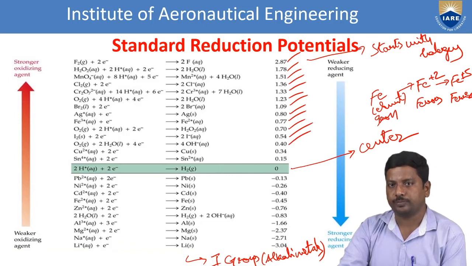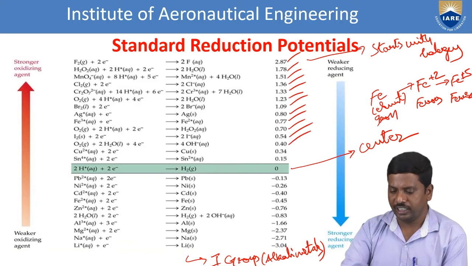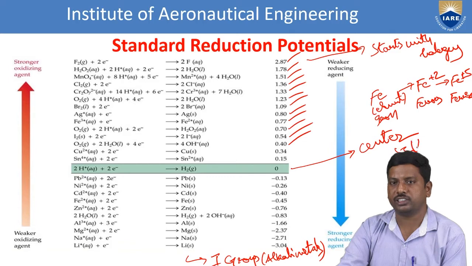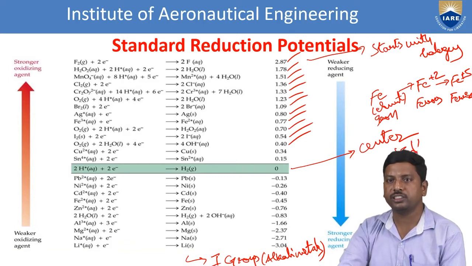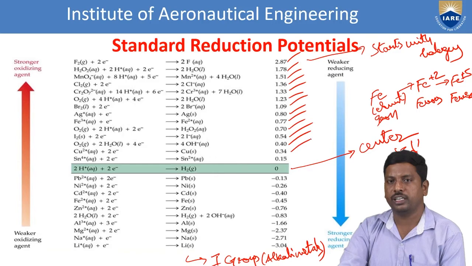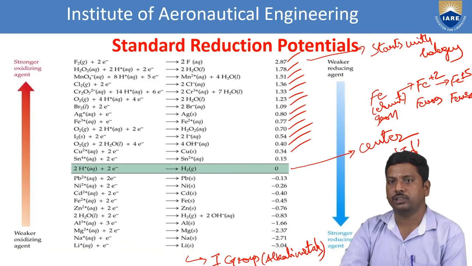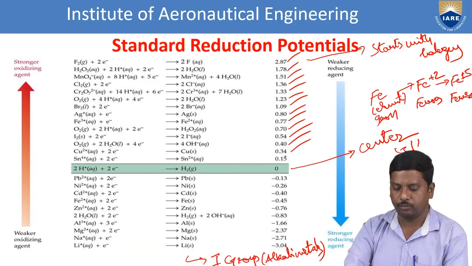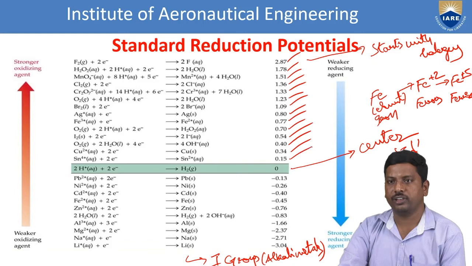And copper is also one of the d block elements present in the 3d block, nothing but the first transition series, which will get the copper metal with 0.34 volts. And tin, nothing but Sn4 plus, reacts with 2 moles of electrons to get Sn plus 2, that means it undergoes reduction and gets a potential nearly 0.15 volts.